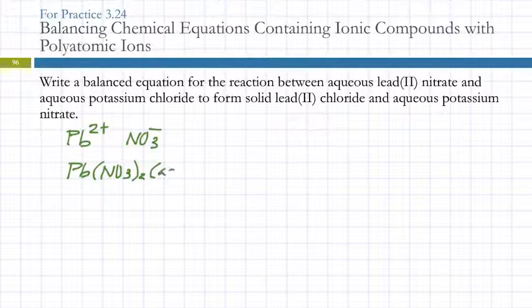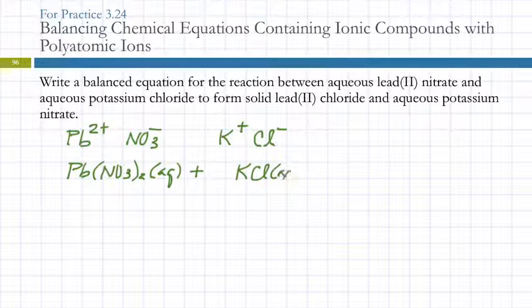The state symbol is AQ because we're told that it's aqueous. We're dealing with lead-2 nitrate that's dissolved in some water. And then we've got aqueous potassium chloride. Potassium is K. It's in group 1, so it has a +1 charge. Chlorine is Cl. It's in group 7. It's got a -1 charge. +1, -1. Just put them together. Also aqueous.